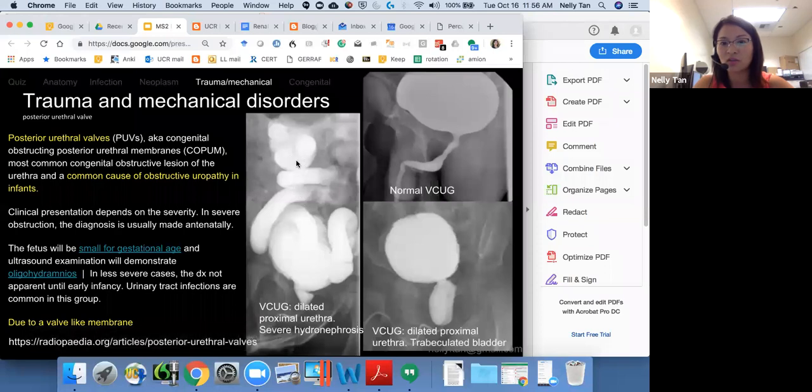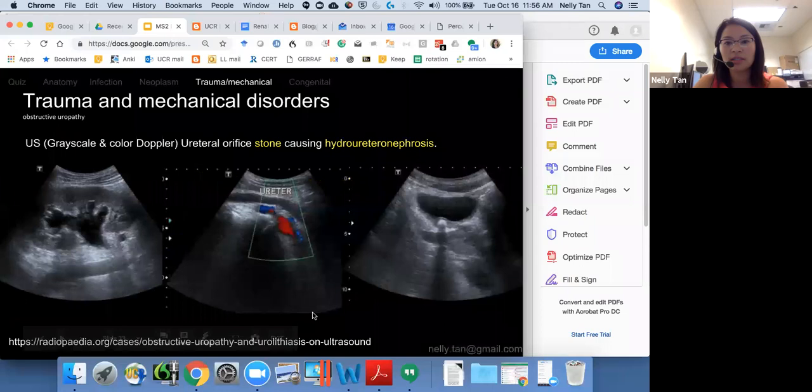This is the ureter, and it's very tortuous. The calyces are blunted. They have severe hydroureteronephrosis, and it's bilateral because the obstruction is downstream. Here's an example of obstruction. So, hydronephrosis is an obstruction, but there are different causes of obstruction.